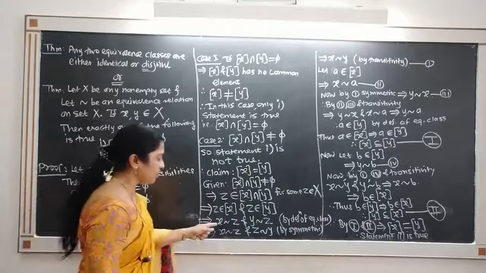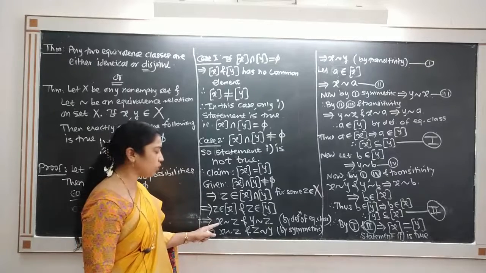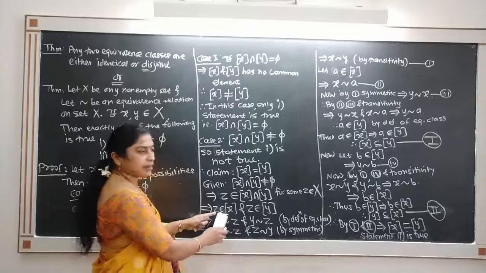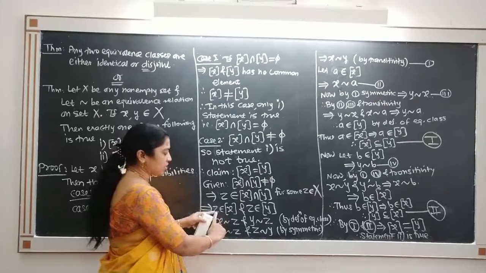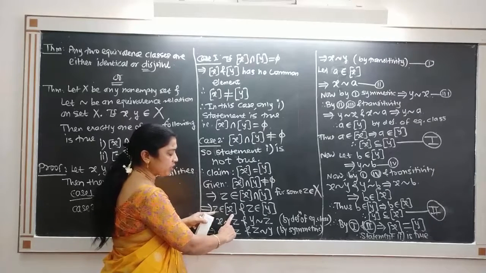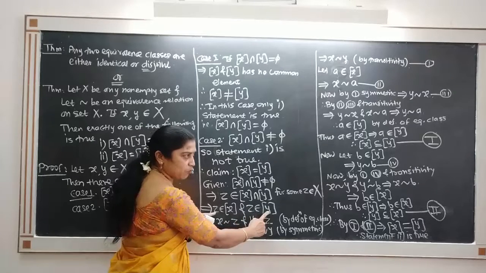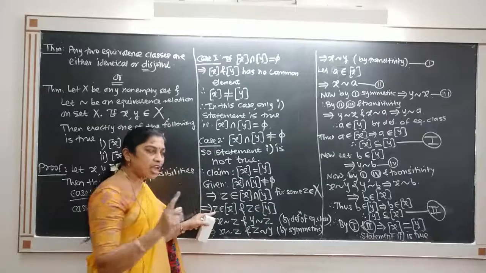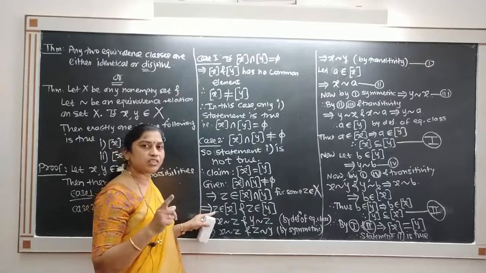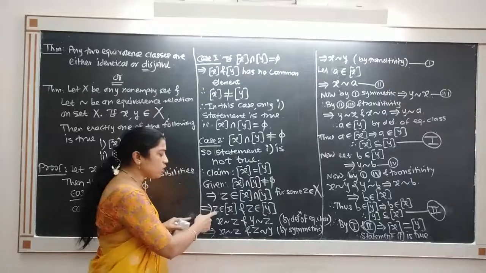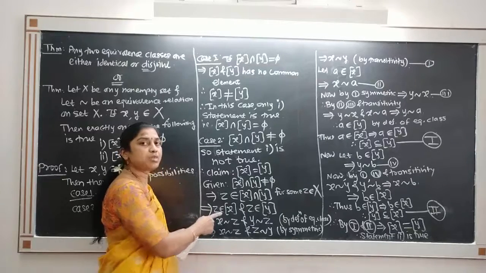So you can observe here that I have proved the total part, but if you use lemma 1, you can directly get, using lemma 1, that the equivalence class of Z is equal to the equivalence class of X, and the equivalence class of Z is equal to the equivalence class of Y, and then all three are equal, which means that the equivalence class of X is equal to the equivalence class of Y. So here also the proof ends if you use lemma 1.